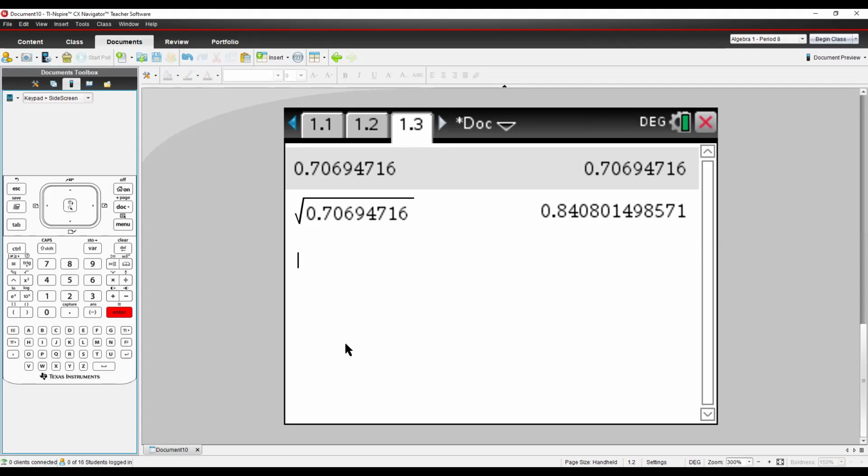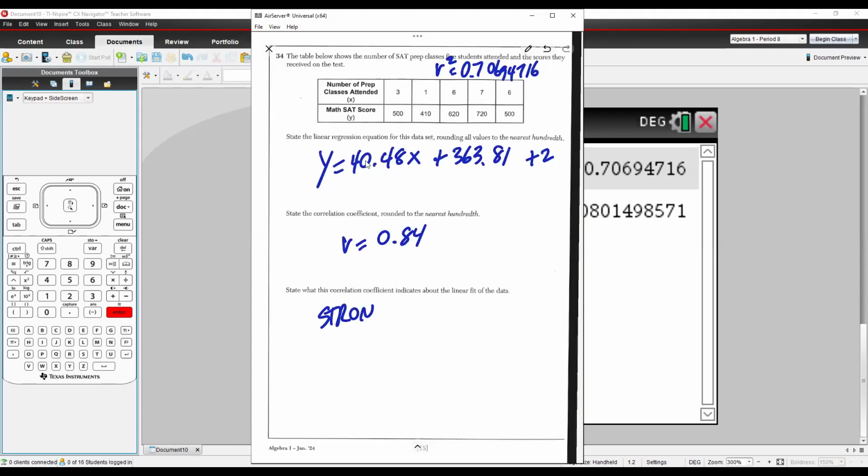How do I know it's a positive correlation? Because the slope is positive. So I'm just going to say strong positive correlation between the two variables. Boom. That's it. We're done.